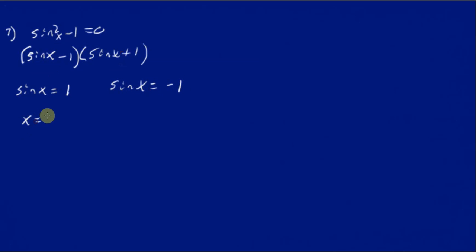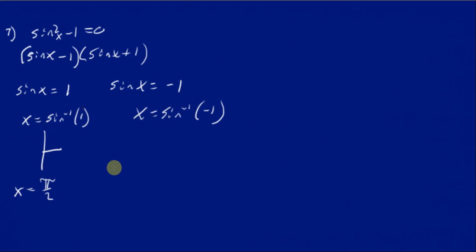Taking the inverse sine of both sides, so the inverse sine of 1, and x equals the inverse sine of negative 1. All right. Principal value between pi over 2 and negative pi over 2. Where is the sine 1? Well, the sine 1 is right up here. So x equals pi over 2. That's my principal value. That's also an answer between 0 and 360. And it's the only answer between 0 and 360.